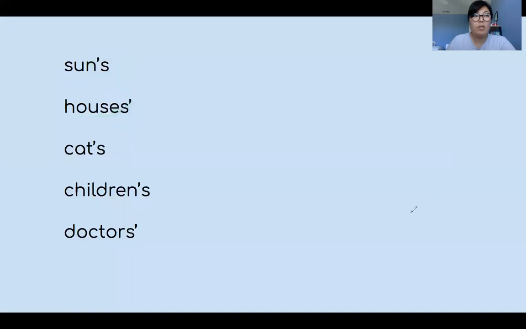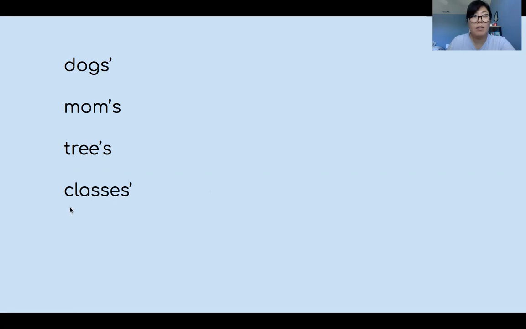Let's do our next spelling word. Dogs', more than one dog, then you put the apostrophe at the end. Mom's, one mom, you add apostrophe and s. Trees, you say tree and then apostrophe s. Only one, singular noun, one tree, so you add apostrophe and s. Classes', more than one class, plural noun, so you add the apostrophe after the s. Boys', more than one boy, so then they add the s at the end and then they put the apostrophe.